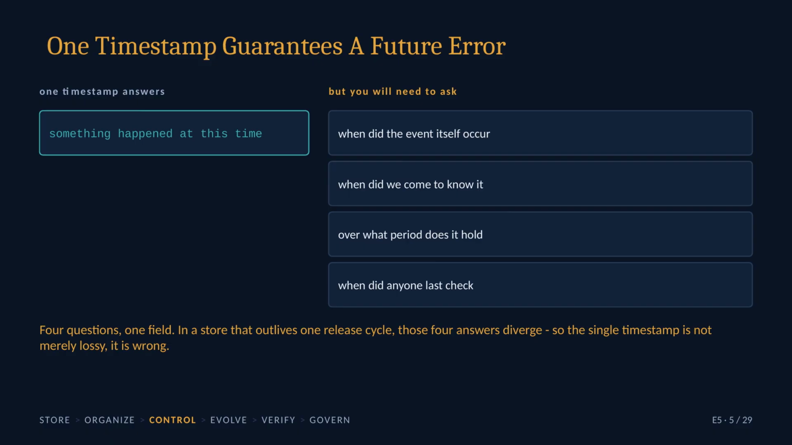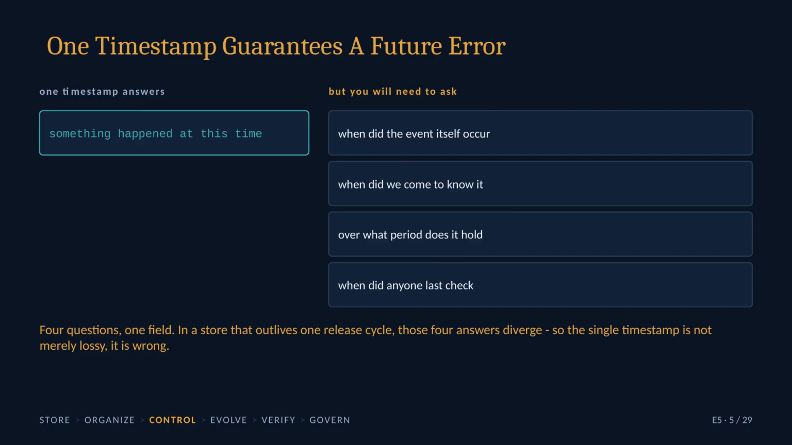So start with the field almost every store has, one timestamp. What does it tell you? That something happened at some time. Now here are the 4 questions a long-lived store actually has to answer. When did the event itself occur? When did we come to know about it? Over what period does it hold? And when did anyone last check? 1 field, 4 questions, and only the first of them is answered.